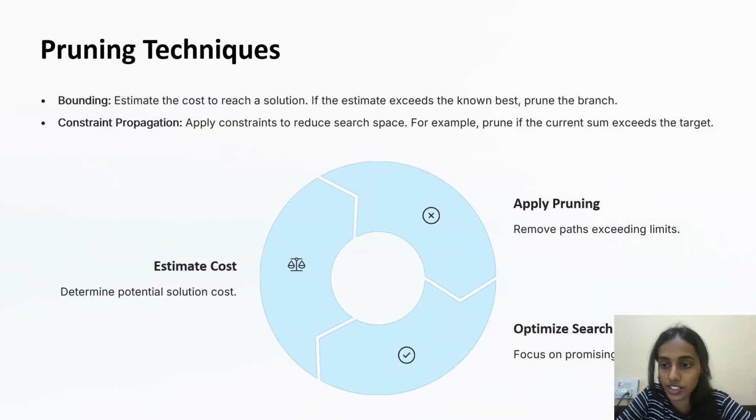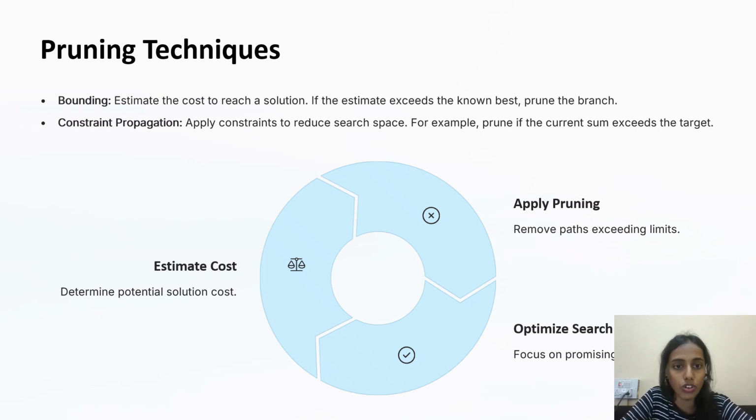Pruning. What is pruning? In a solution space tree, pruning means cutting off the branches of the tree that will not lead to a valid or better solution. It is a critical optimization used in backtracking and branch and bound algorithms. In these algorithms, we use this pruning technique to avoid some of the branches which will not lead to the solution.